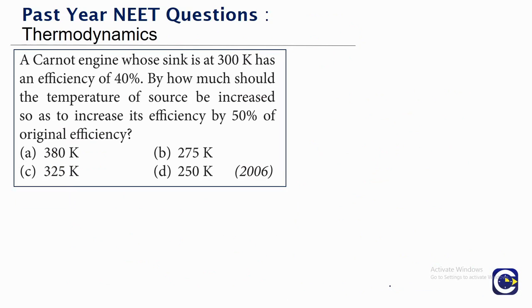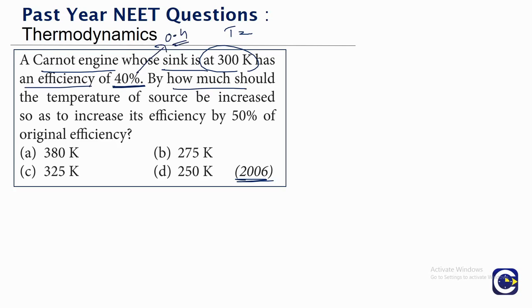We'll move on to the next question. This is another question based on the Carnot's engine. A Carnot engine whose sink, this is our T2, the usual notation that we use in the Carnot's or any heat engine for that matter, is at 300 Kelvin and has an efficiency of 40%. They are giving us the percentage efficiency. If you talk about the efficiency factor, it is 40 by 100, that will be 0.4. That is the efficiency factor.